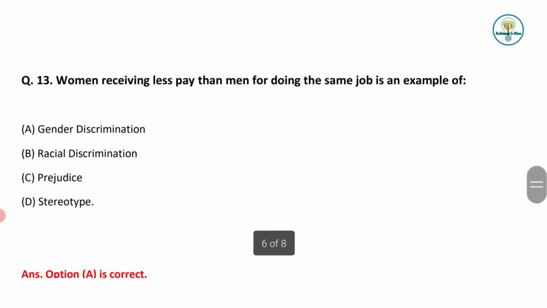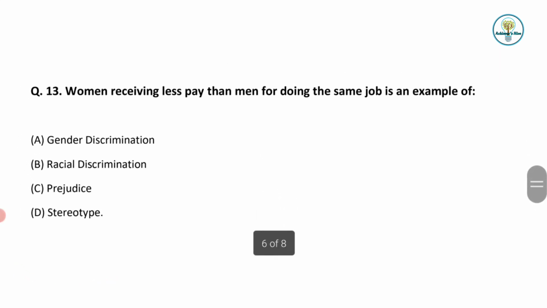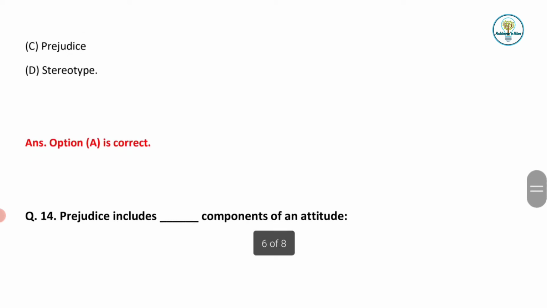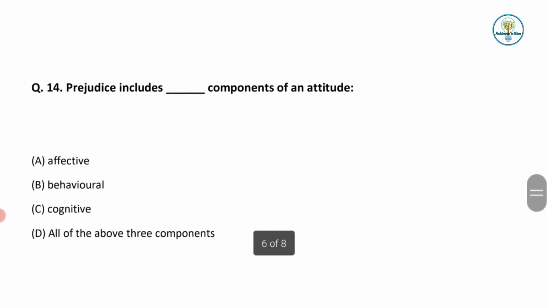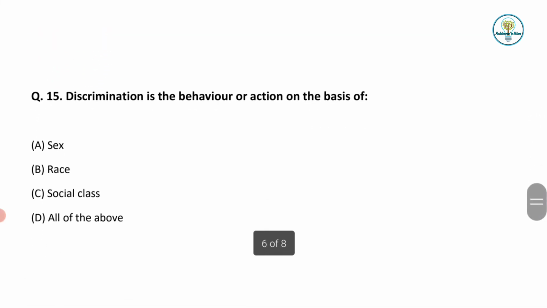Women receiving less pay than men for doing the same job is an example of what? Simply that is gender discrimination that you have seen in many sectors. It happens in many aspects of our life. We see these things. So this is simply gender discrimination. A is the correct answer. Prejudice includes this component of an attitude: affective, behavioral, cognitive, all of the above three components. In prejudice, you will see that all three components of attitude are there. So option D has to be correct. Yes, it is the correct answer.